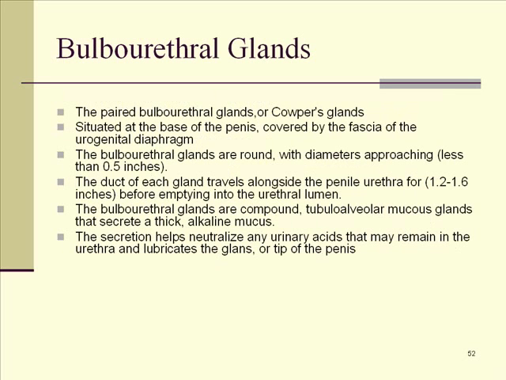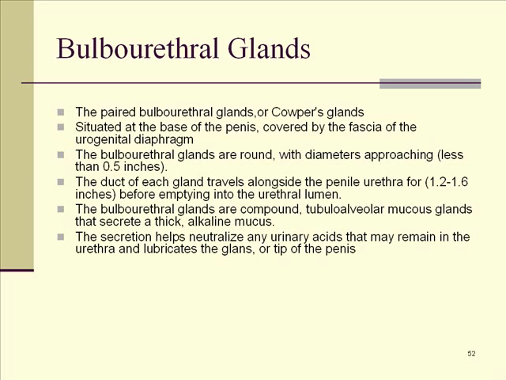Another gland we'll talk about briefly is the bulbourethral gland. You saw its position just inferior to the prostate gland. It's a pair of glands located on each side of the urethra, again inferior to the prostate gland, situated at the base of the penis, covered by a fascia, the urogenital diaphragm you're familiar with already. The bulbourethral glands are round, with a diameter of less than 0.5 inches. The ducts of each of the glands travel alongside the penile urethra before emptying into the urethral lumen.